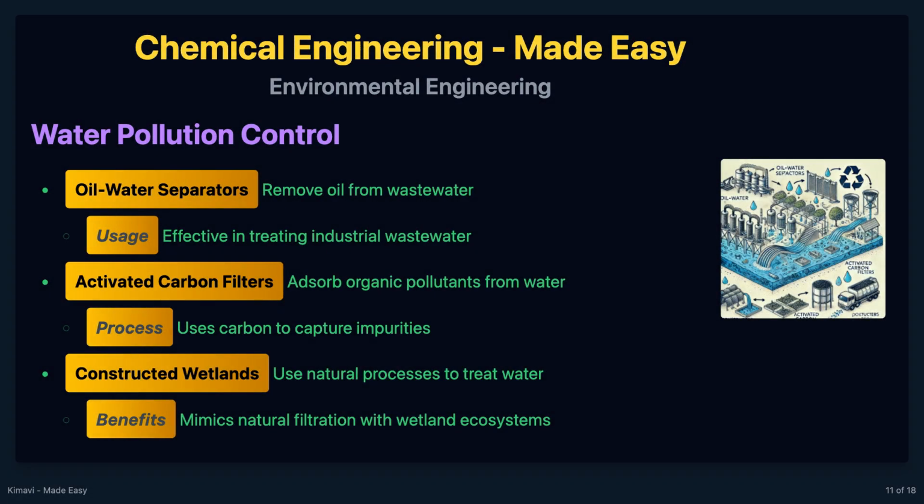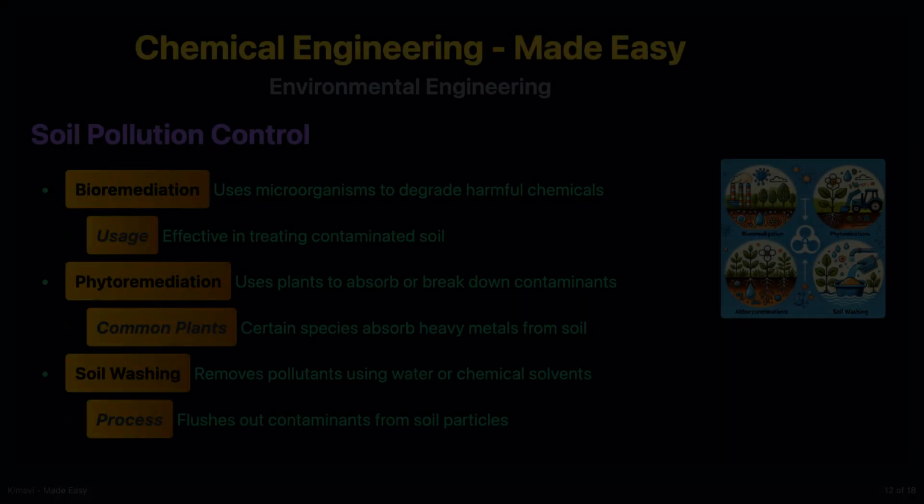Water pollution control methods include oil-water separators, which remove oil from water, activated carbon filters, which absorb organic pollutants, and constructed wetlands, which use natural processes involving wetland vegetation, soils, and their associated microbial assemblages to improve water quality.